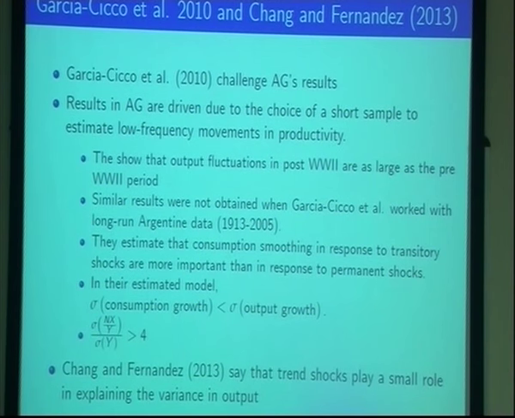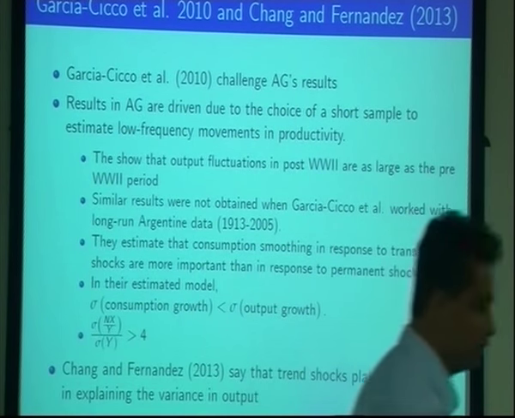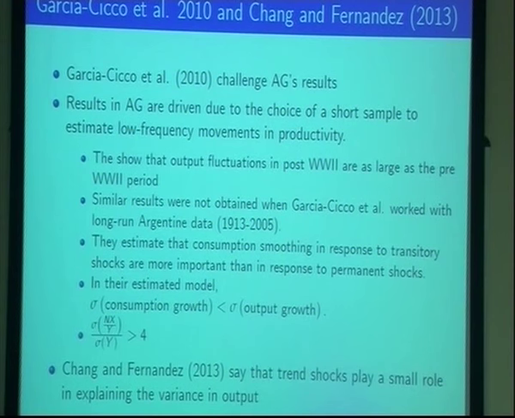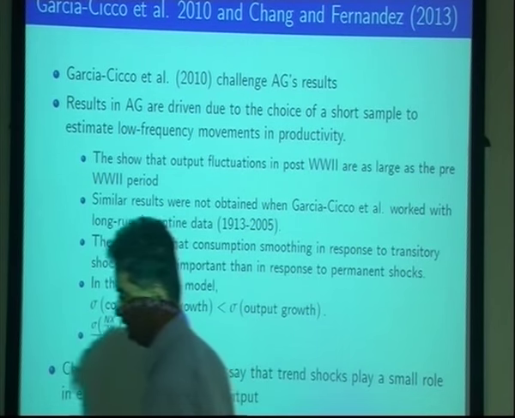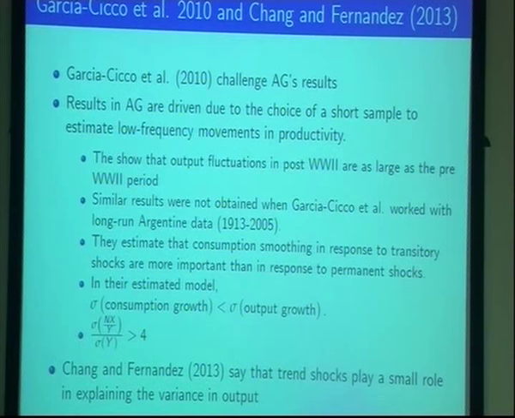And they find that the relative importance of trend shocks actually goes down quite a bit once you look at a larger sample. So this is a similar issue we also had in our business cycle paper about choosing the right time frame, and the results being an artifact of the time frame you consider. So they basically have a longer time series, and when they work with long run Argentine data, they estimate that your sigma consumption is less than your sigma growth. That's one thing they get, which means that there's evidence that there's consumption smoothing.